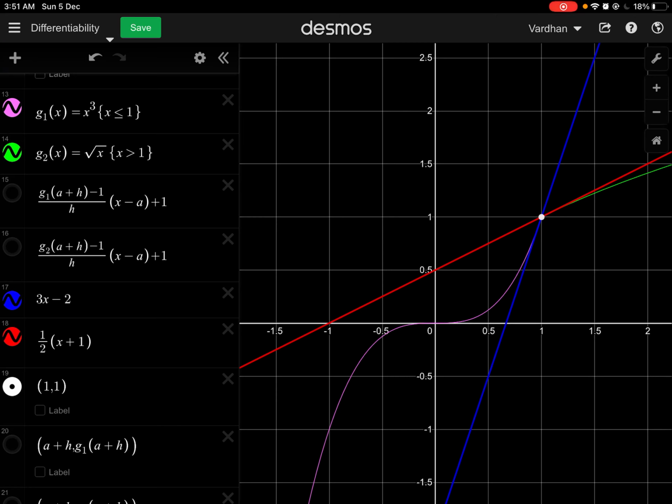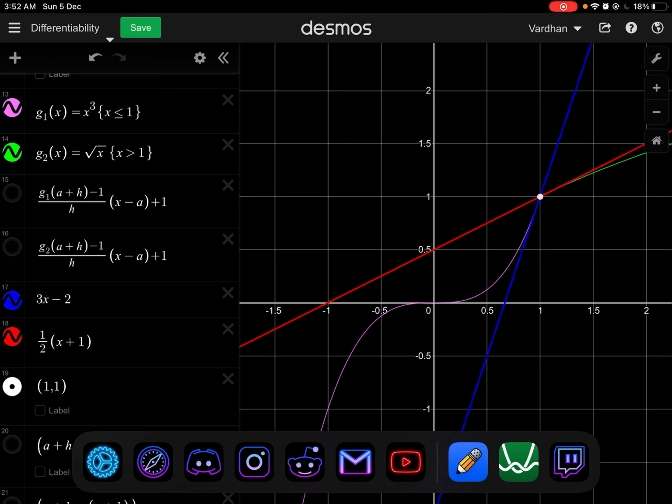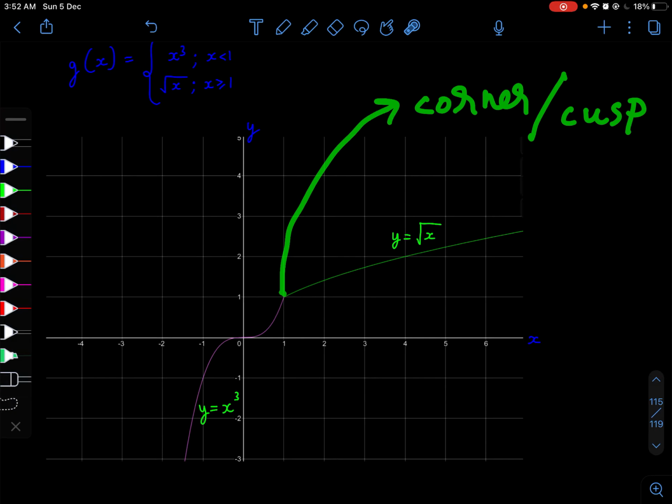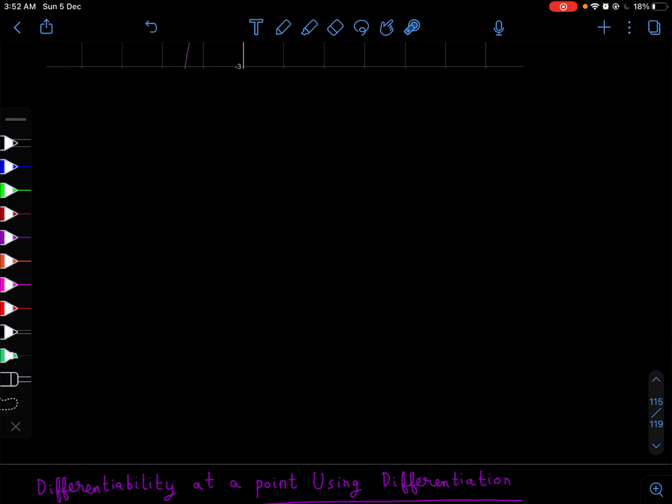So clearly the slopes are not equal, so therefore we say that this function g of x is not differentiable at 1 comma 1. And by the way, whenever you see a sharp point, it's called a corner, or also a cusp, a corner slash cusp, this point.